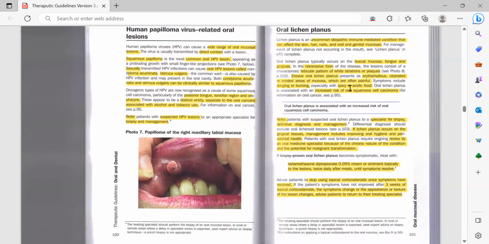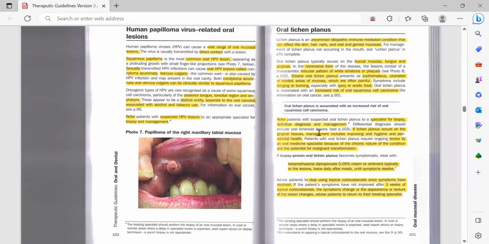So, what you will do if you are suspecting any squamous cell carcinoma is you will refer the patient with the suspected oral lichen planus to a specialist for biopsy, definitive diagnosis, and management. Differential diagnosis should include oral lichenoid reaction. The lichenoid reaction and lichen planus are a bit similar, but this generally happens in relation to any amalgam restoration or any medicine. But they are quite similar to each other.